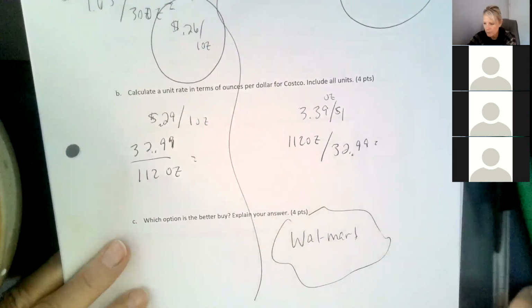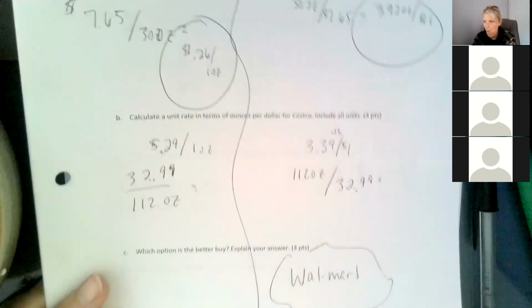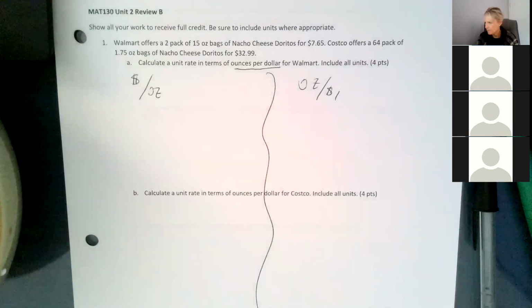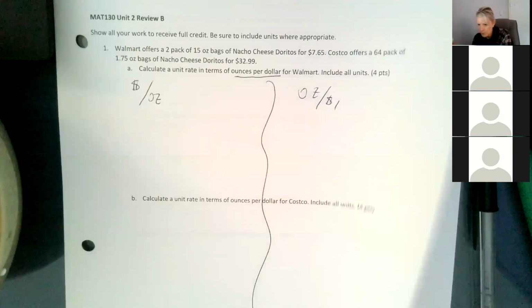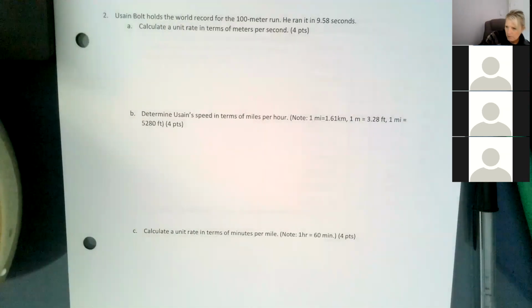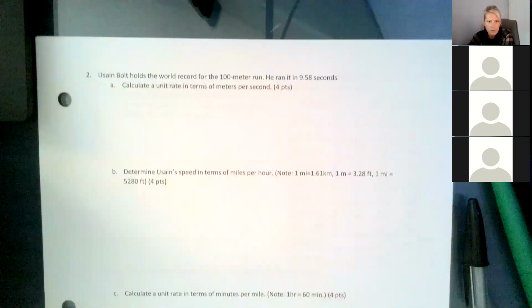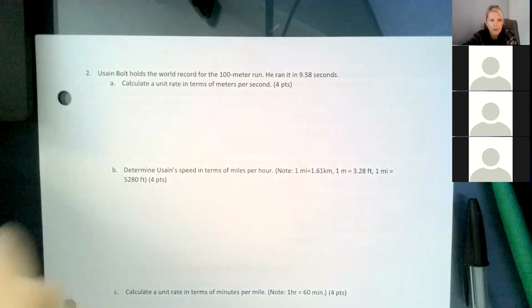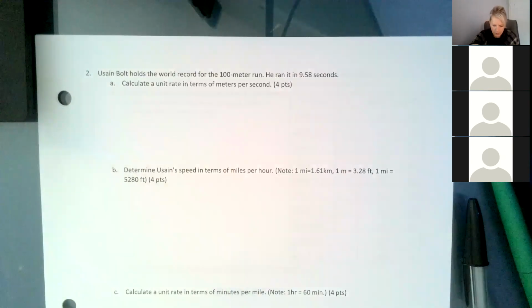Any questions on problem number one? Okay, let's turn to problem number two. So it says calculate a unit rate in terms of meters per second. So they want length versus time.